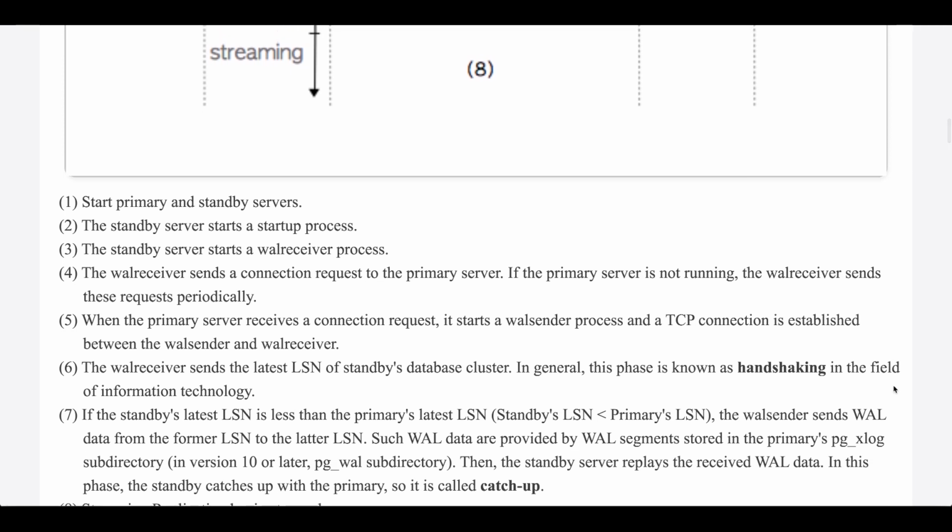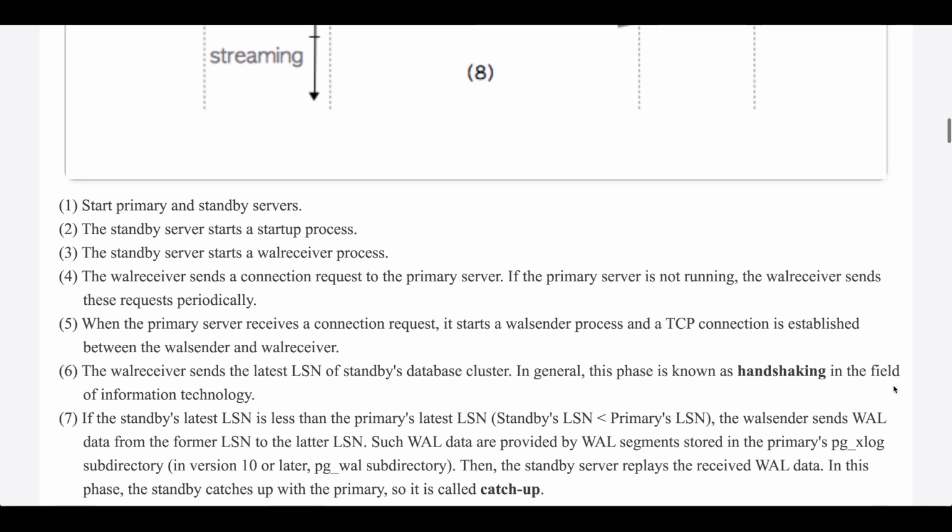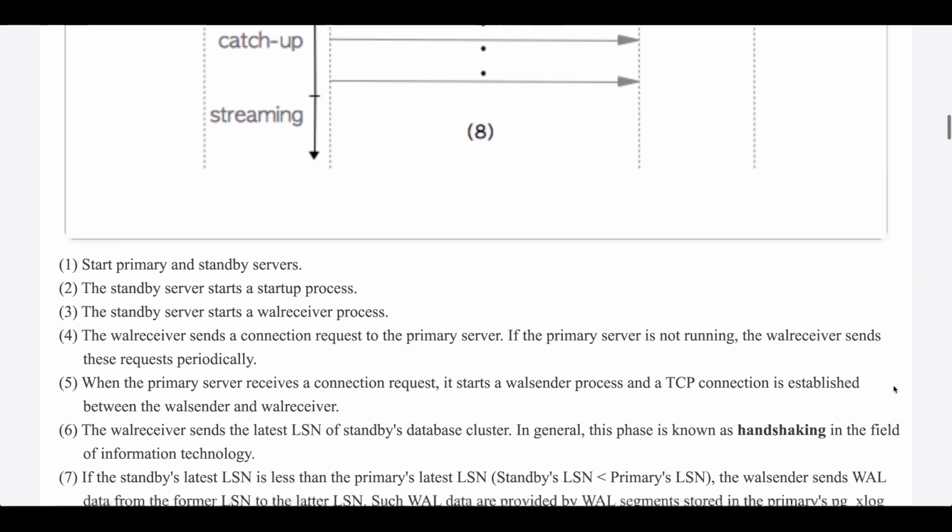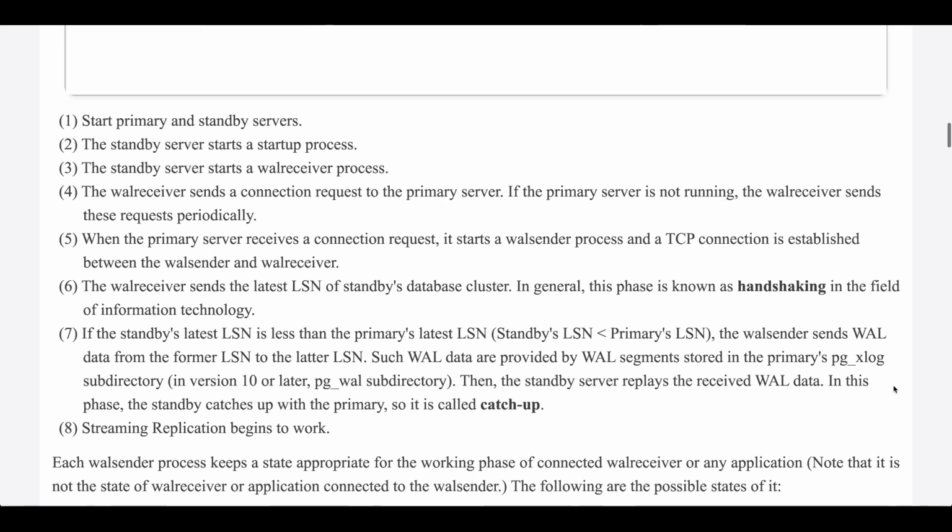7. If the standby's latest LSN is less than the primary's latest LSN, the WAL sender sends WAL data from the former LSN to the latter LSN. Such WAL data are provided by WAL segments stored in the primary's pg_xlog or pg_wal subdirectory. Then, the standby server replays the received WAL data. In this phase, the standby catches up with the primary, so it's called catch-up. 8. Streaming replication begins to work.